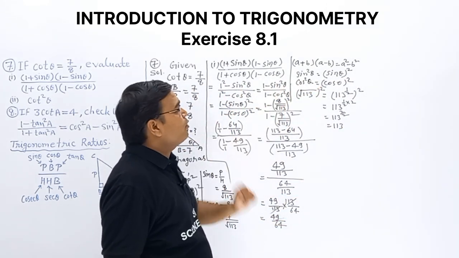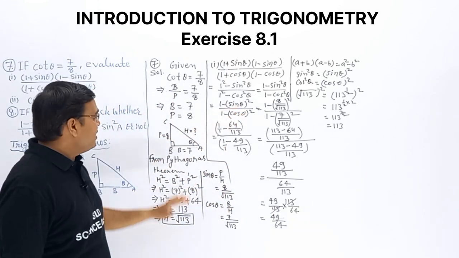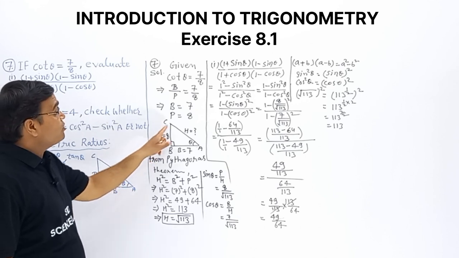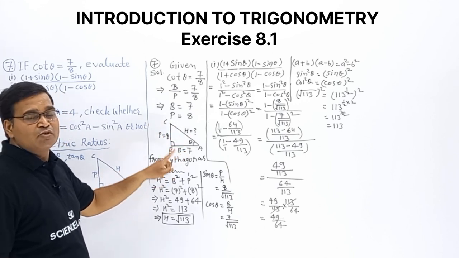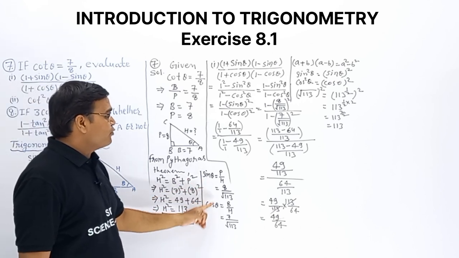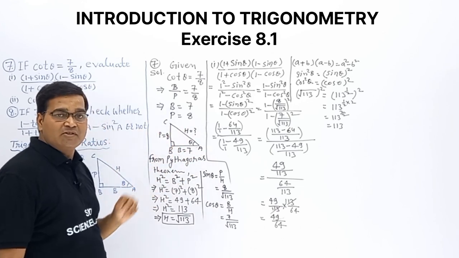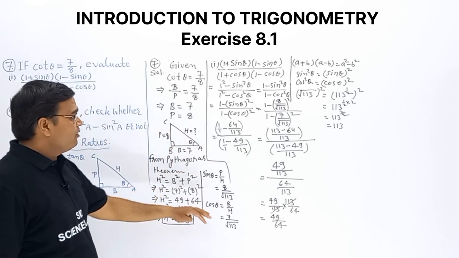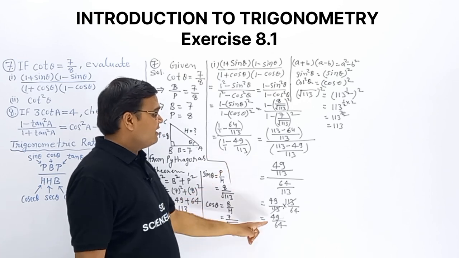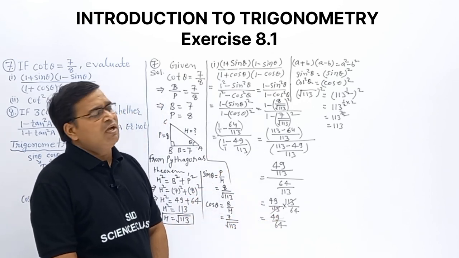This is also important. Now we want the value of sin theta and cos theta. We are having all the sides of a right triangle, so we can find any trigonometry ratio. So we can find sin theta and cos theta. Sin theta is p upon h and cos theta is b upon h. We will put these values there. Then we are solving, and we are getting what? 49 upon 64. This is the process.